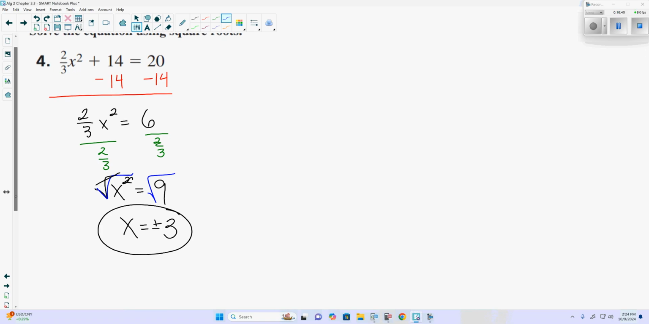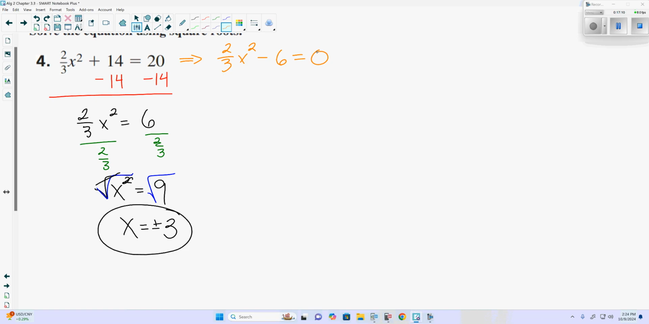Questions on this here? Now this did give us a nice answer, positive or negative 3, yes? I'm going to get it equal to 0. So I kind of jumped a step. Really, all I did was subtract 20 from both sides to get it equal to 0. Because if I'm going to graph it factored, I need this equation equal to 0.